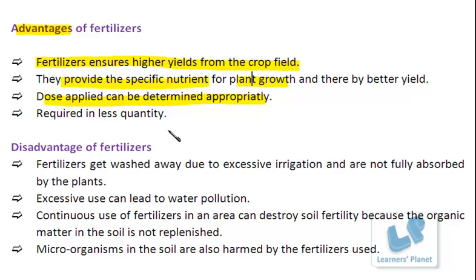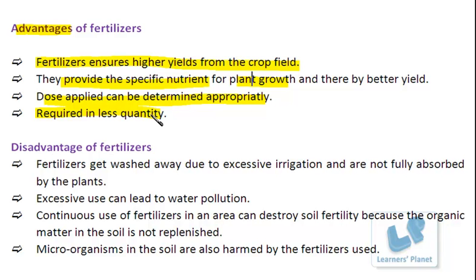Next thing is that they are required in less quantity. Since they are rich in the specific nutrients, and they are made up of inorganic compounds usually, and even if they are organic, they have a particular ratio in which the different components are present, isn't it? So in this case, they are required in less quantity.